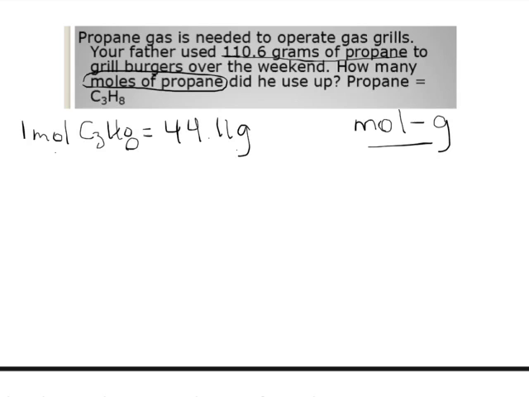So we always start with our given, which is 110.6 grams of propane. Now, I started in grams, but I'd like to go to moles, so I need to know which way to plug this equality in. Do I need moles on the top, or do I need moles on the bottom? I would think that grams would need to go on the bottom, since I'm starting in grams and I'm trying to end in moles.